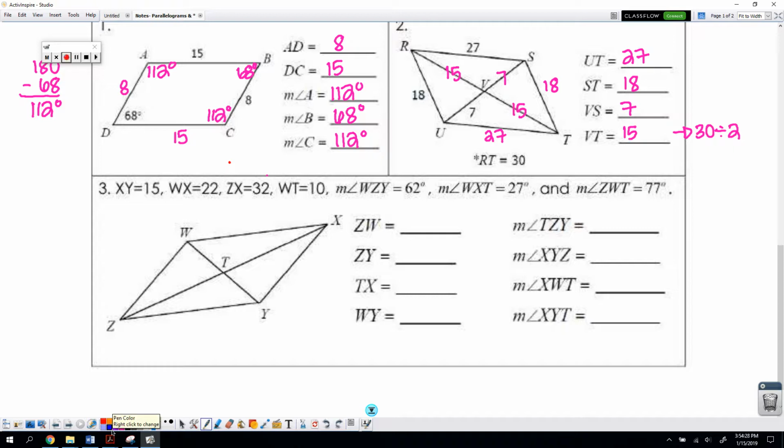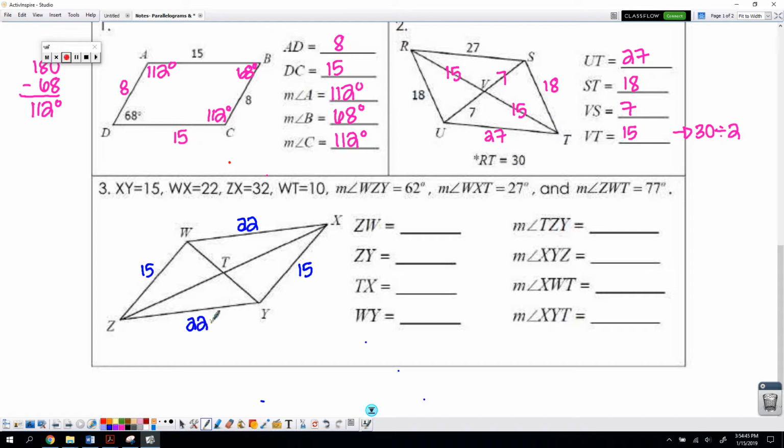So it says xy equals 15. So I'm going to fill that in. And the one directly opposite it is wz, and it's also 15. And then we have wx is 22. The one directly opposite is also 22.